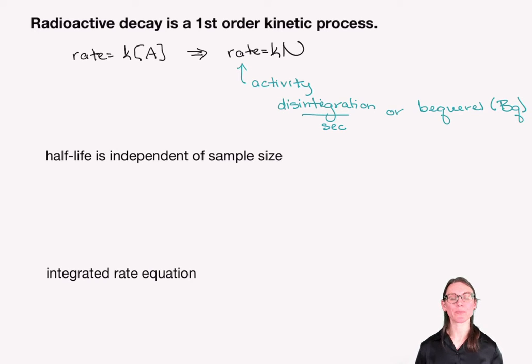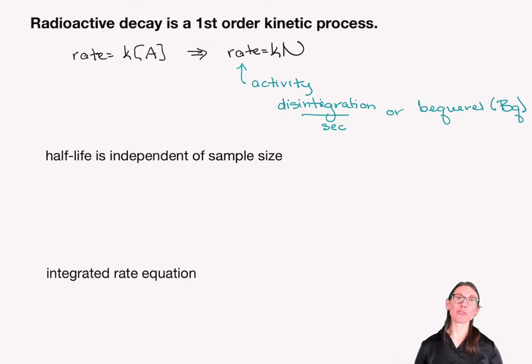or becquerel. An older unit for activity is the Curie, which is 3.7 times 10 to the 10th disintegrations per second. This happens to be the decay rate for 1 gram of radium, which is one of the isotopes and one of the elements that the Curies worked with and discovered.